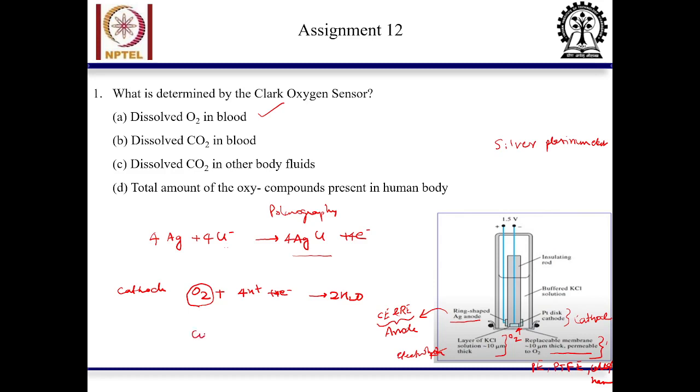So, the current we are generating is basically proportional to the partial pressure of oxygen. So, this is all about your Clark oxygen sensor. Basically, what do we determine by the Clark oxygen sensor? We determine the dissolved O2 in the blood. The further extension of this is the glucose sensor, which I will discuss in the next class.